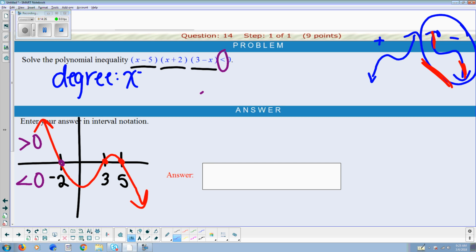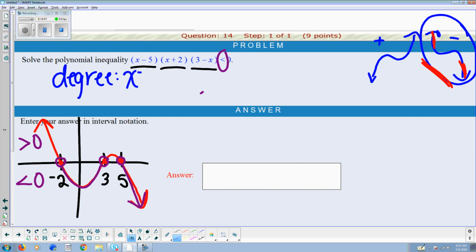It's less than 0. Sorry, that should have been an open point. Less than 0 on this interval, and it's less than 0 on this interval. Okay, so where I have traced in purple is where the function is less than 0. So, because it said less than, I use those open points, which also is going to correspond in interval notation to curvy brackets instead of square brackets.